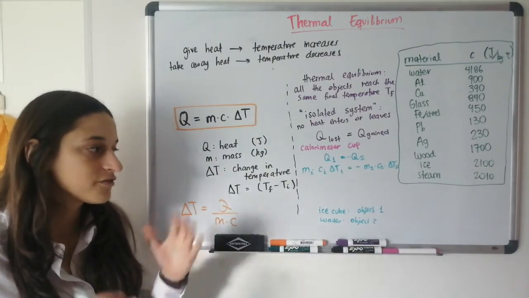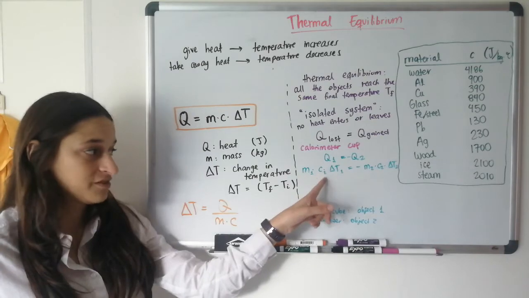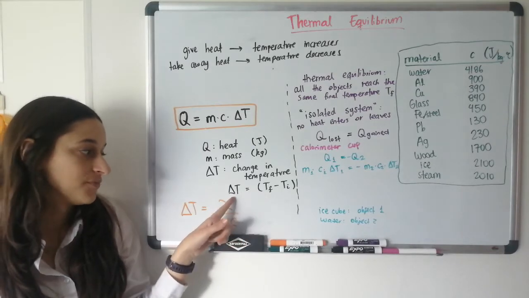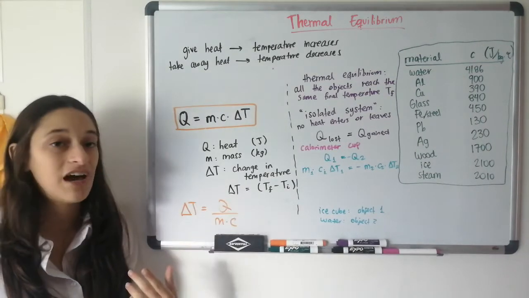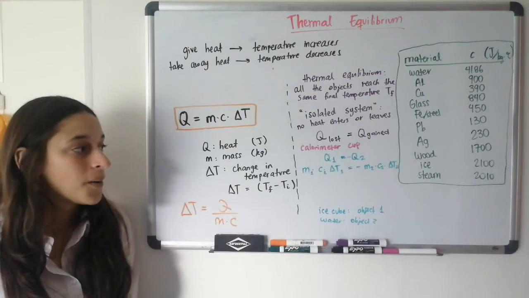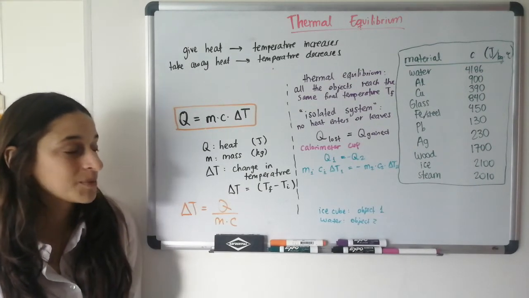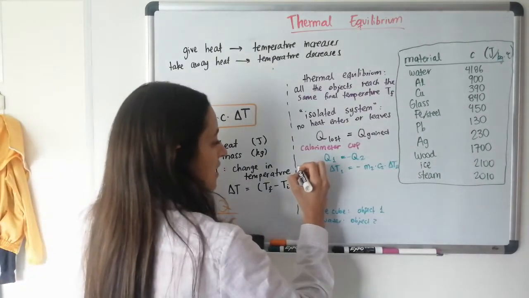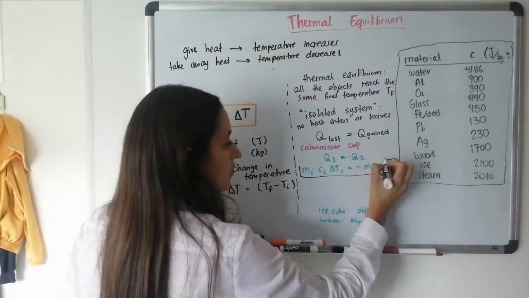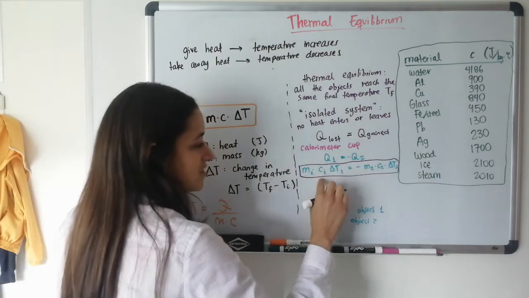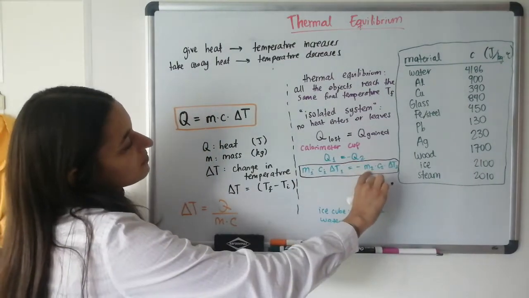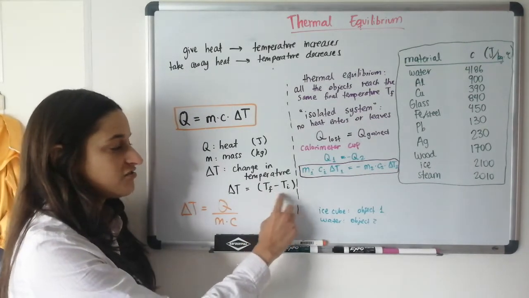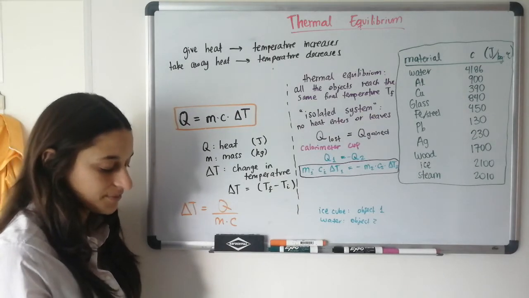We're going to be given a lot of numbers: masses, specific heats that we already have in our table, and initial temperatures, which will go inside the change in temperature. And we're going to have to find the final temperature. In the next video, I'm going to solve an example using this equation. But this is the general equation: mass 1 times C1 times delta T1 is equal to negative mass 2 times C2 times delta T2. And if you prefer to use TF minus TI, you can put that in, and that'll work as well.